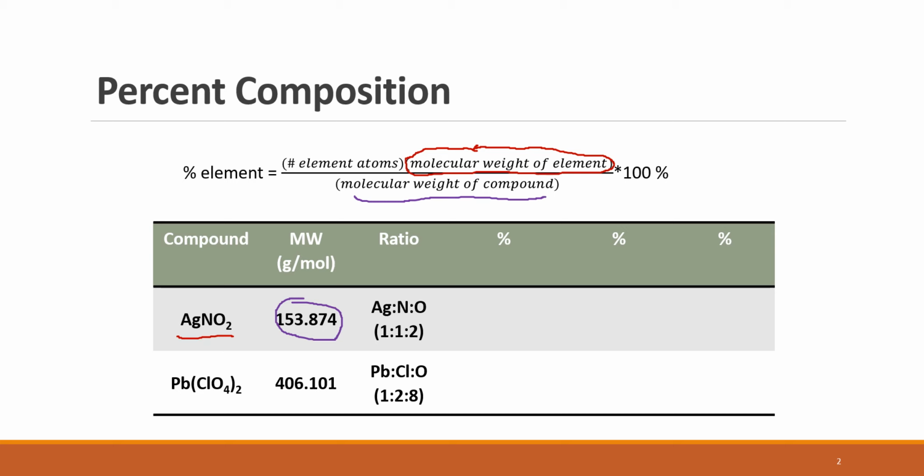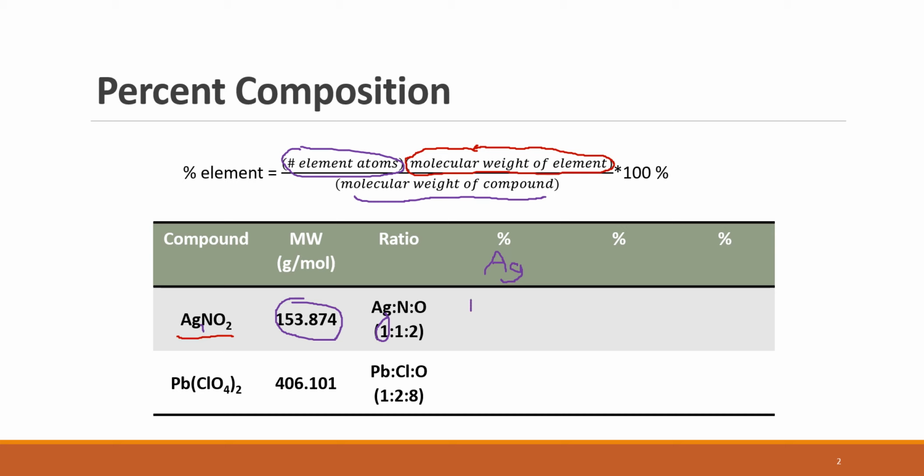So how are we going to solve for this? Well, if we were doing silver, for example, trying to figure out what percent of that particular compound is made up of just silver, we would need to take first the number of atoms of silver. So that's the first part of the equation, as you can see above. And looking at silver, there is no subscript after it. So we assume it's a 1. That's what this ratio is telling us. There's just one atom of silver.